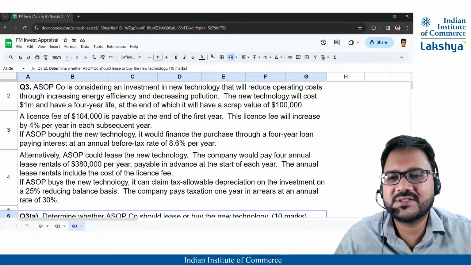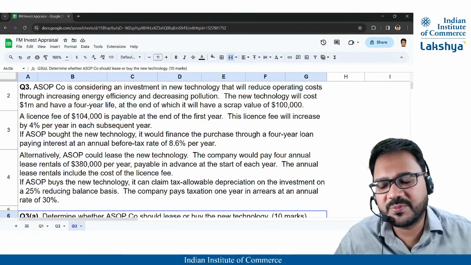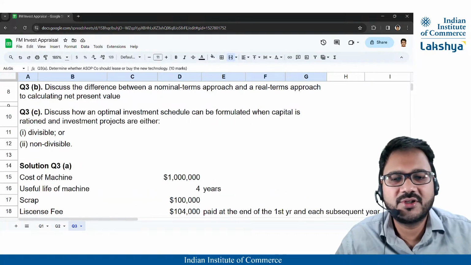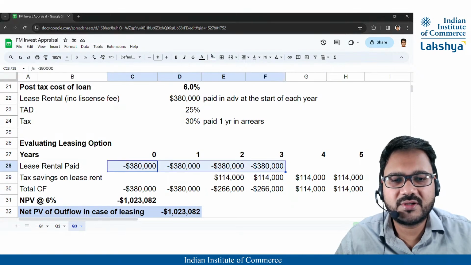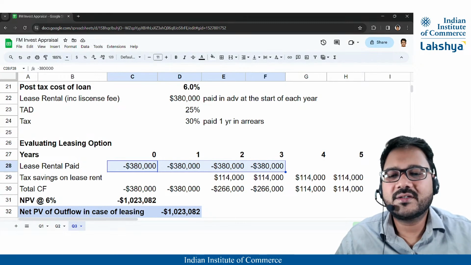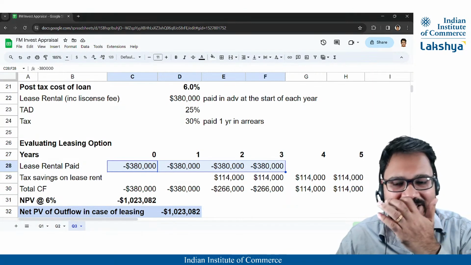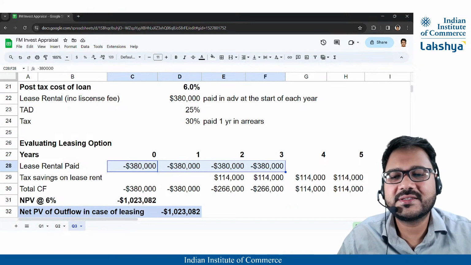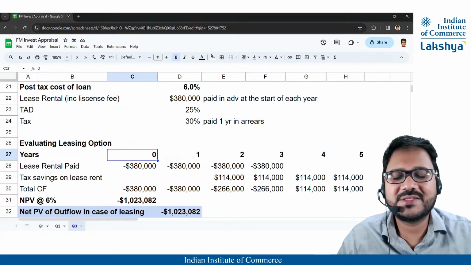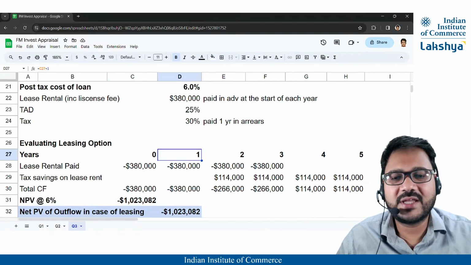Let's take the easy one first. If it is lease, then we just have to pay $380,000 per year in advance. So you are paying 380 in advance, right? So year 0 onwards, we are paying at the beginning of the year, right? And the tax savings on lease, now understand that it is 1 year in arrear. Now, what is happening is this year 0 is basically the beginning of year 1, and this year 1 is nothing but the end of year 1.